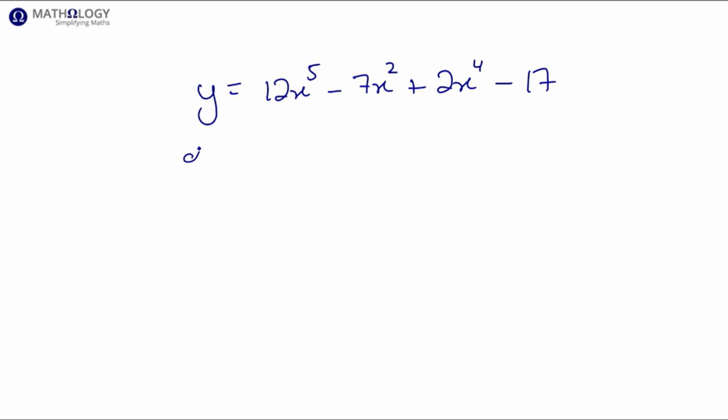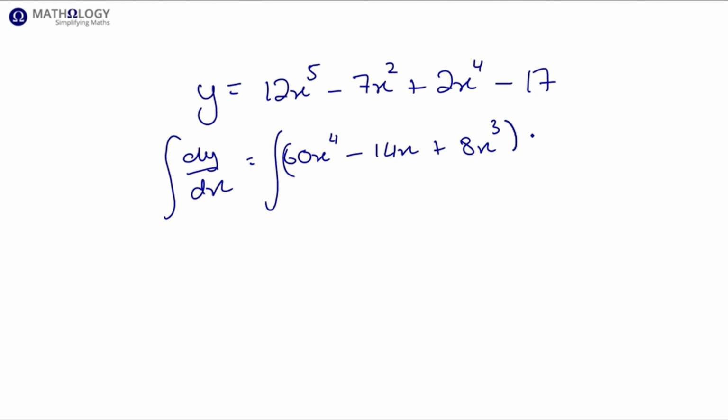The derivative function dy dx equals 12 times 5, that's going to be 60x to the 4, minus 7 times 2, 14x, plus 2 times 4, 8x cubed, and the derivative of the constant minus 17 is 0. We're now going to integrate this expression. So the integral of the derivative function is just going to be the function y.